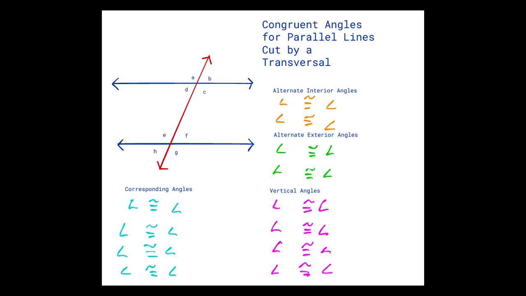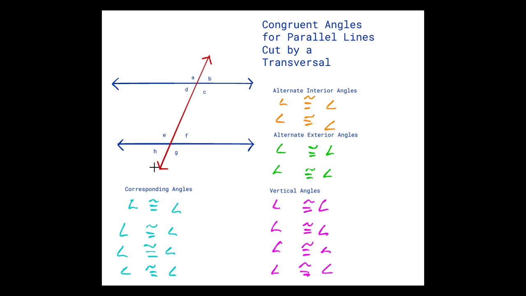I'm the owner of Mullins Tutoring, and today I'm going to review congruent angles for parallel lines cut by a transversal. So parallel lines are two lines that never meet. The transversal is the line that cuts through the two parallel lines. So the red line is the transversal and the blue lines are parallel.